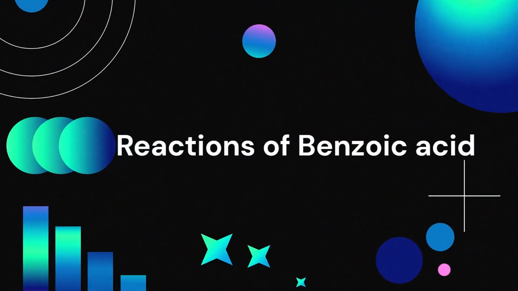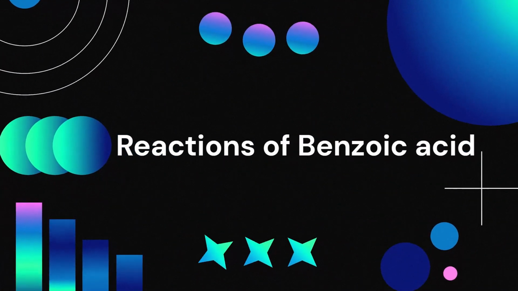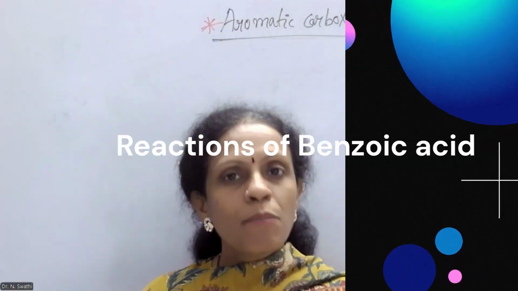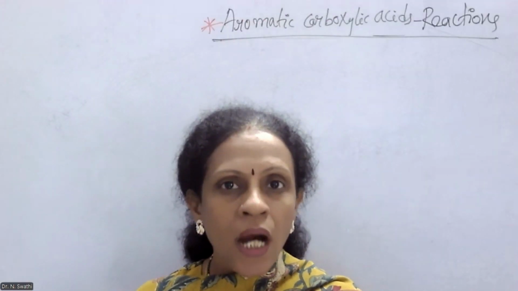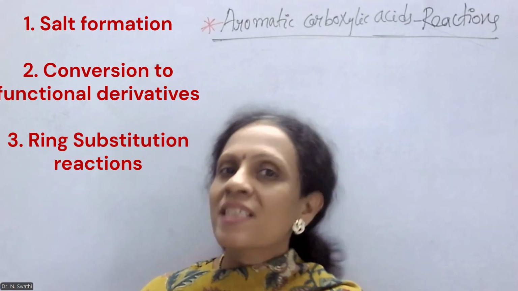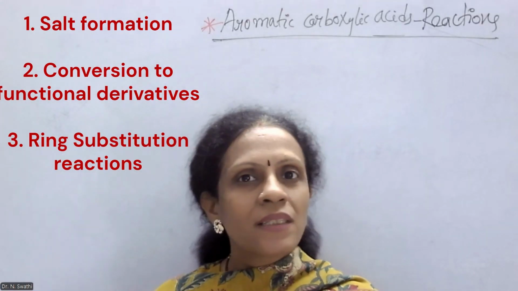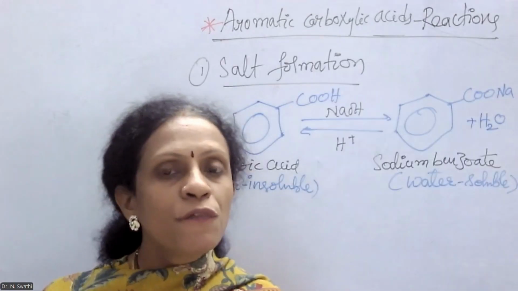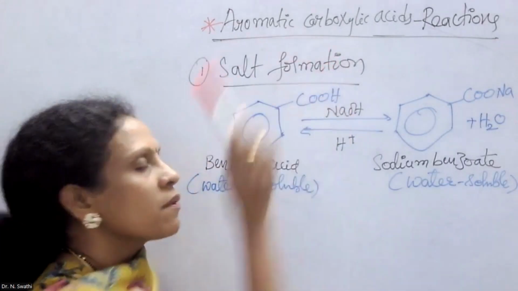Now let's jump into the topic. The major reactions of benzoic acid are salt formation, conversion into functional derivatives, and ring substitution reactions. Now let us discuss these reactions one by one. So the first important reaction is the salt formation reaction.